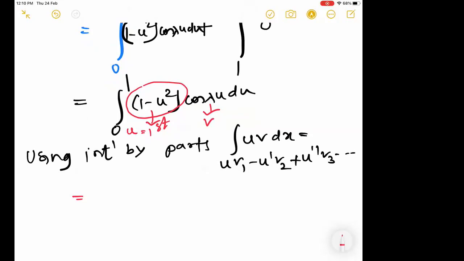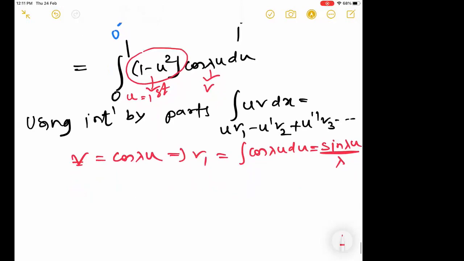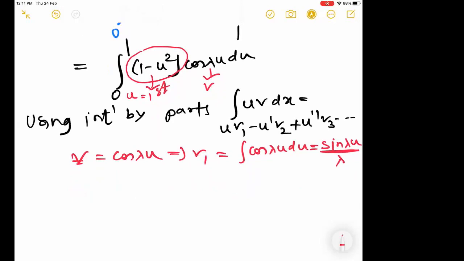First function, integral of the second function. So v is cos lambda u. So what is v1? What is the cos integration? Integration is with respect to u. So the integration of cos is sin lambda u upon lambda. Lambda is a constant. So this is your answer for v1.